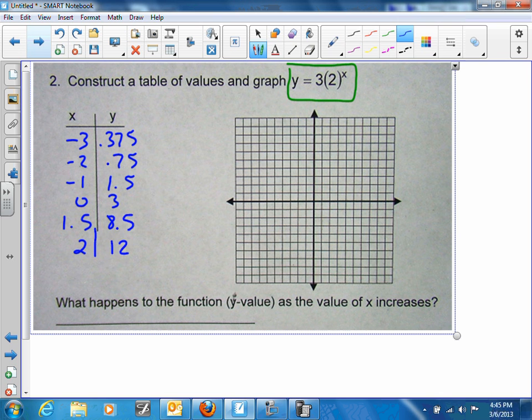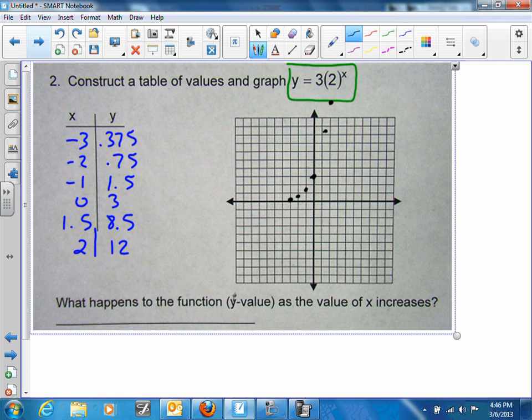All right, so I'm going to go ahead and plot those points. At -3, it's 0.375, so that's going to be approximately right there. Negative 2, approximately right there. Negative 1 is at 1.5. 0, 3. At 1.5 is 8.5, so about right there. And of course at 2, 10, 11, 12, which is about right there.